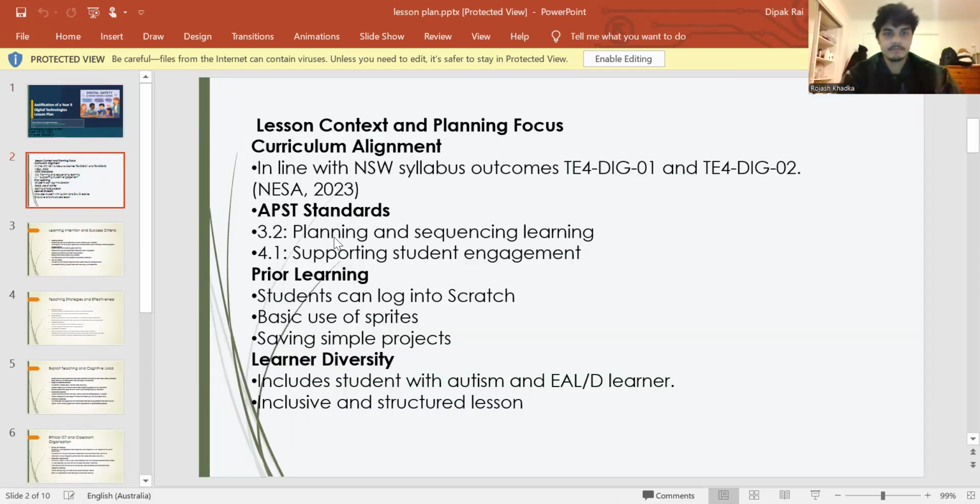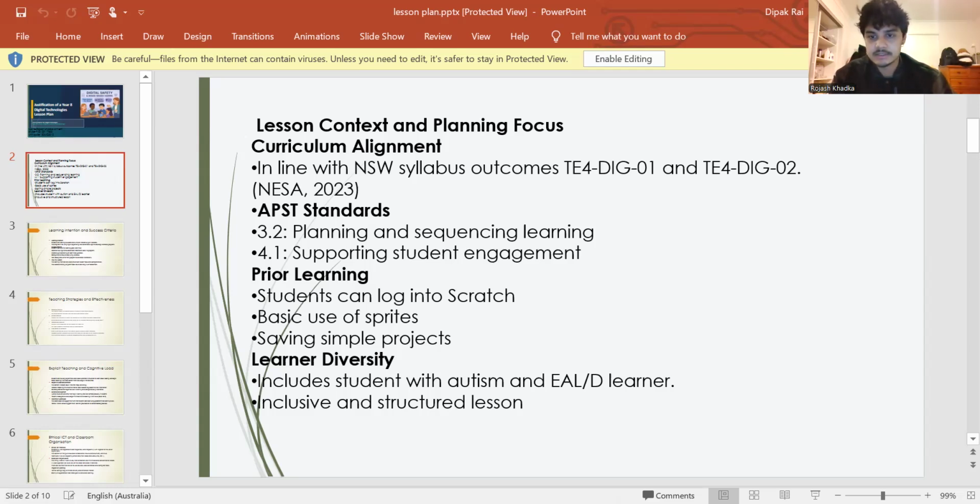Let's start with the first title, Lesson Environment and Planning. So the lesson addresses the NSW syllabus outcomes TE4-DIZ-01 and TE4-DIZ-02, as well as meeting the APST outcomes 3.2 and 4.1. Students already possess some familiarity with using Scratch and can progress to more complicated concepts such as conditional logic.